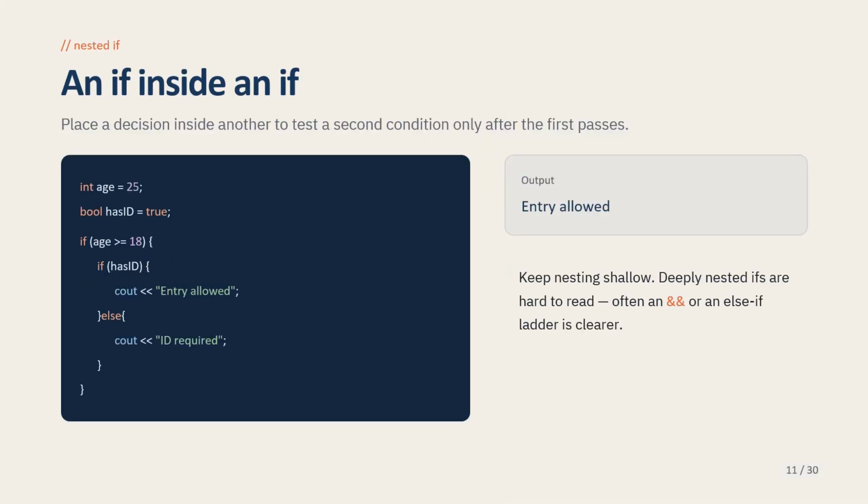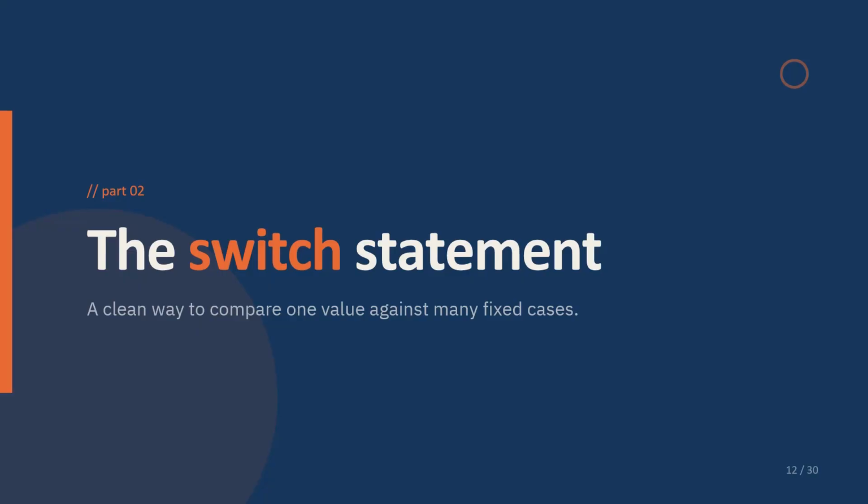Here is an if inside an if. This is known as nested if. This means placing one if statement inside another. The inner condition is evaluated only after the outer condition becomes true. This is useful when one decision depends on another.